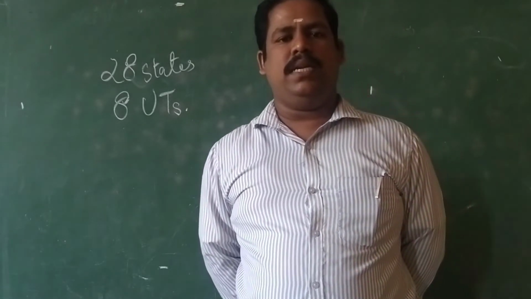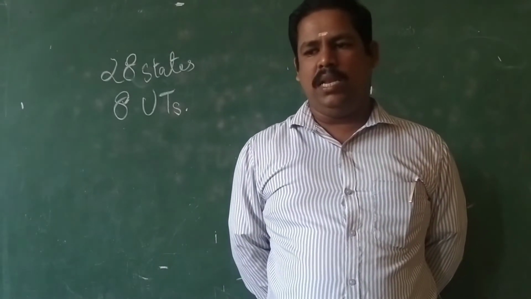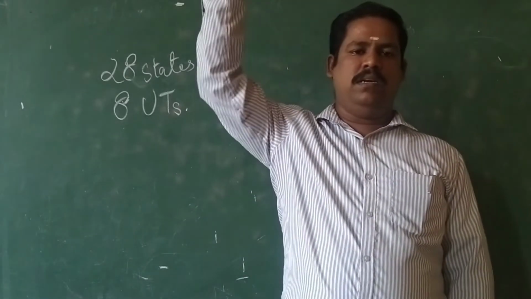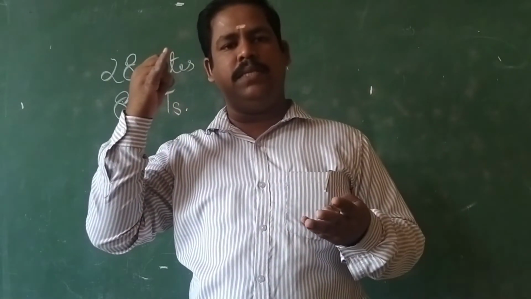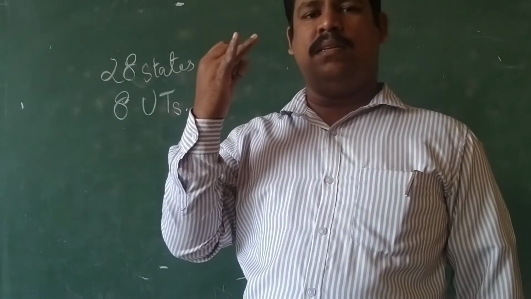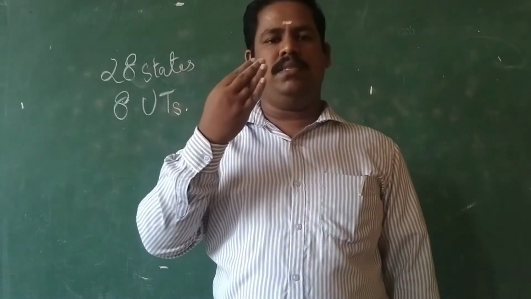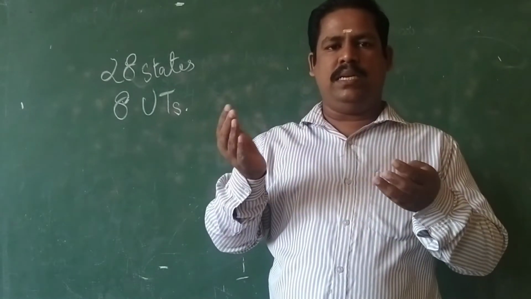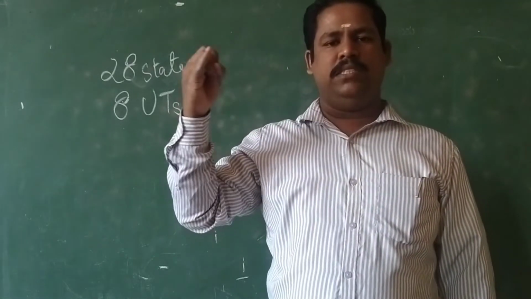Which are the union territories? You might be aware of the names of the states and capitals, so let us go through the union territories. Let us start from the north. Ladakh, Jammu and Kashmir, Chandigarh, Delhi, Dadra and Nagar Haveli, and Daman and Diu. Earlier these were 2 separate union territories, now it is single, so there is a long name: Dadra, Nagar Haveli and Daman and Diu.